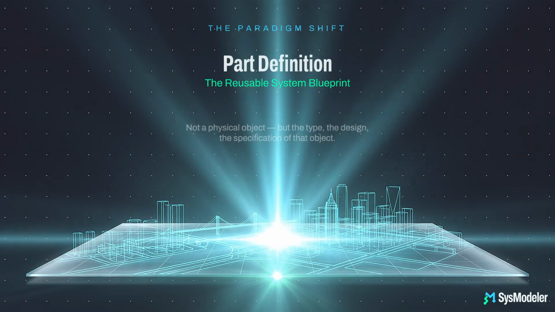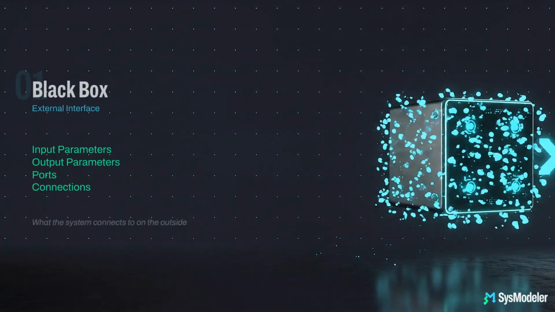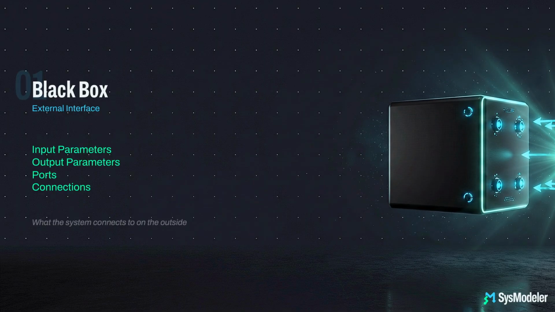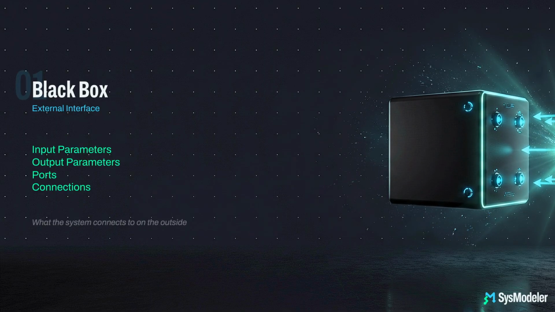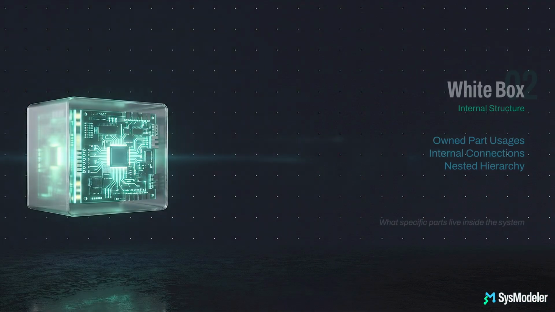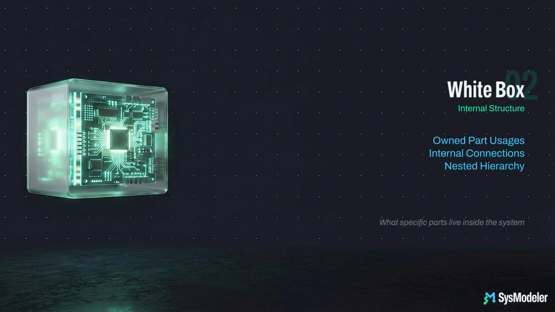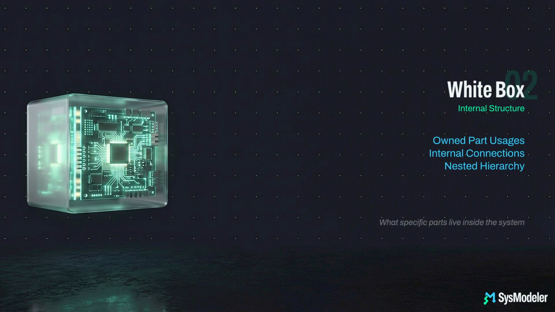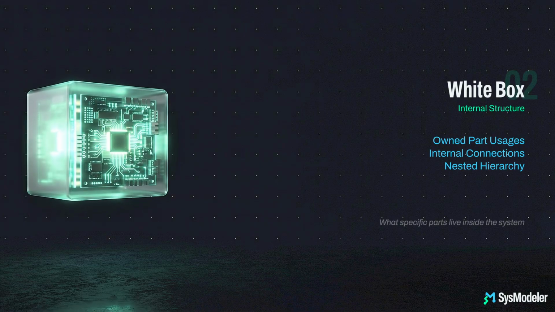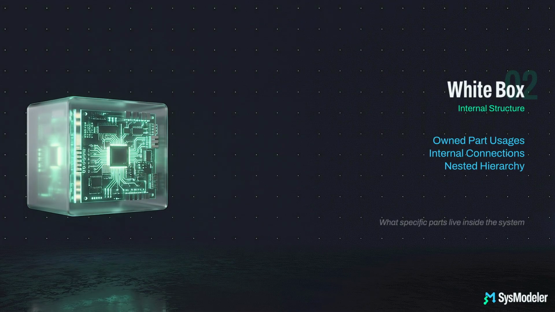Number one, it can act as a black box by specifying externally visible features such as input parameters, output parameters, ports, and connections. Think of this as defining exactly what a drone connects to on the outside. Number two, however, it can also define its internal structure by specifying owned part usages and their connections, essentially listing exactly what specific parts live inside that drone.